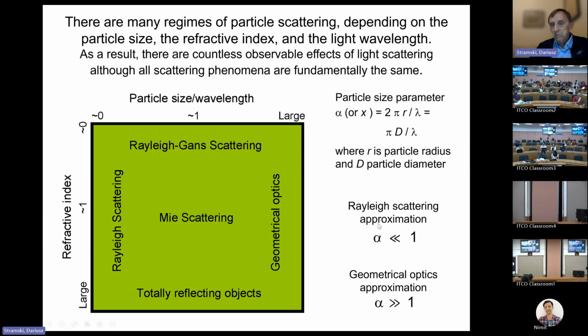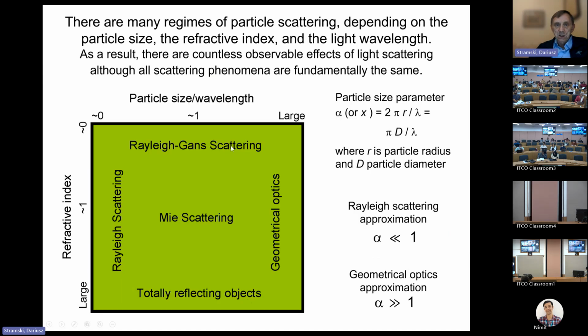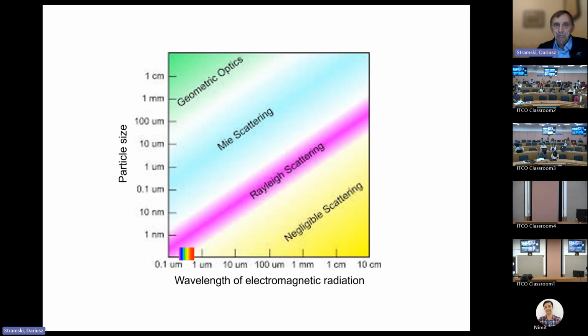For the Rayleigh scattering approximation, this particle size parameter is much smaller than 1. For the geometrical optics approximation, this parameter is much larger than 1. Sorry, much smaller than 1 for Rayleigh and much larger for geometric. You can see here these different terms: Rayleigh scattering, Rayleigh-Gans, geometrical optics, or totally reflecting objects. But essentially, again, scattering phenomena are fundamentally the same, regardless of how you call them.